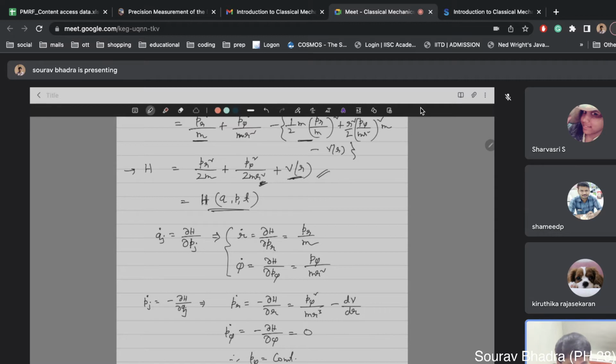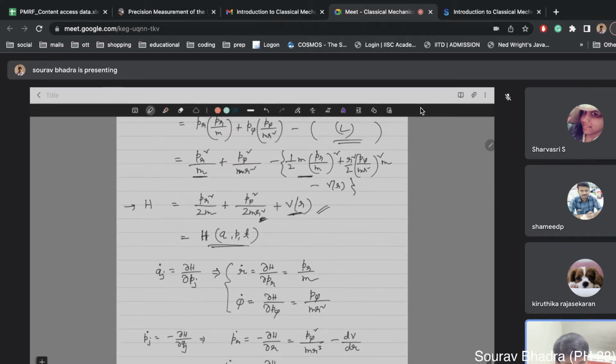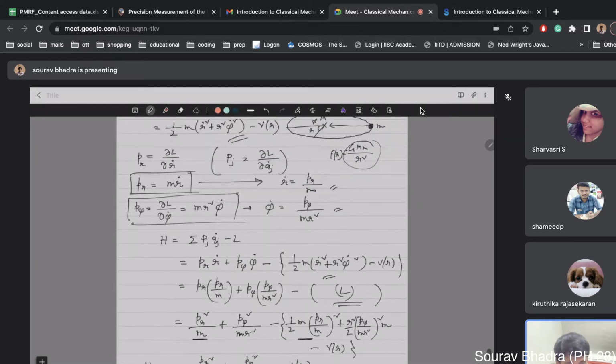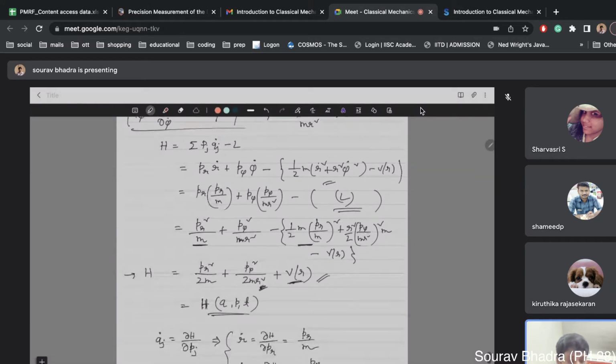Now the thing is, suppose someone has given you the Hamiltonian, and you don't know anything about the Lagrangian, you don't know the Lagrangian explicitly for the problem. I mean, you don't know the Lagrangian of this particular system, but you know the Hamiltonian is written like this.